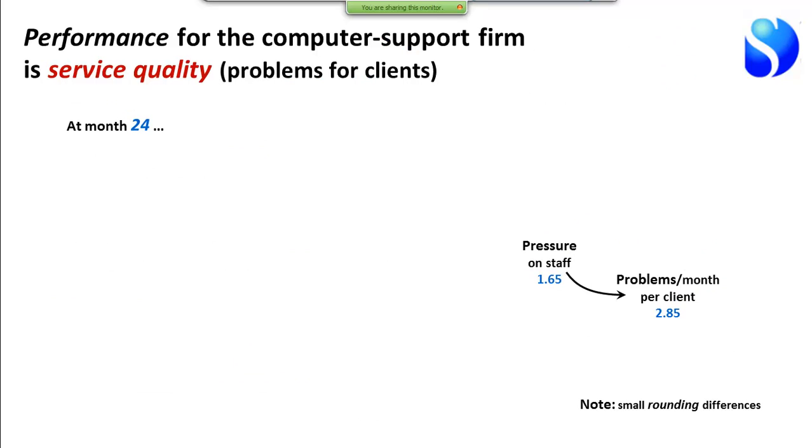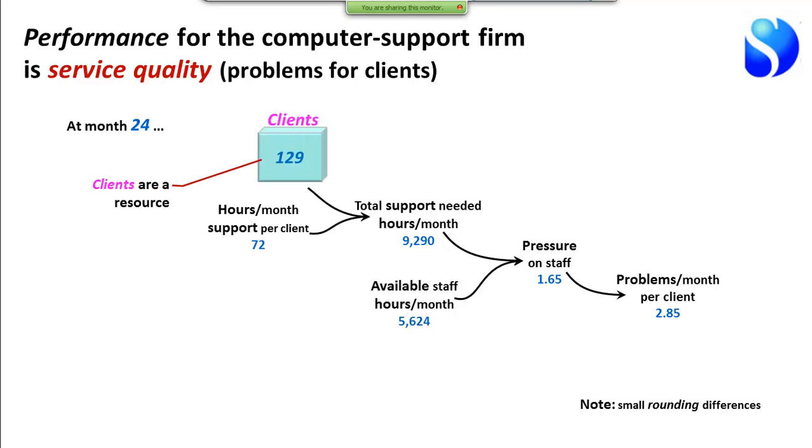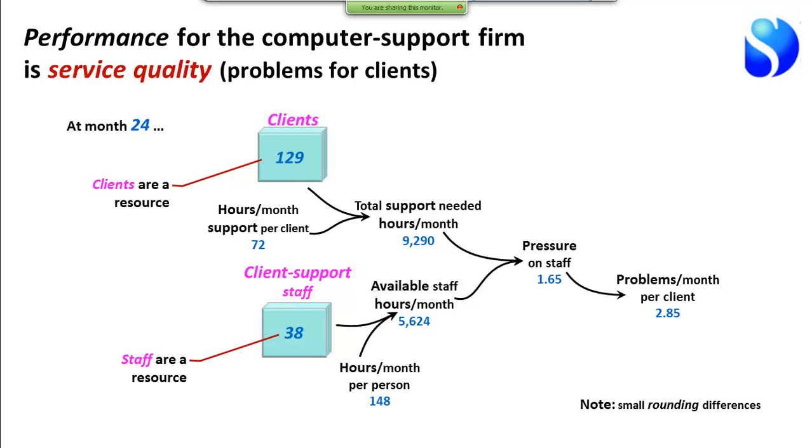So if we want to understand this, we start with what the performance is, and it's the problems per month that our clients are facing over on the right, and that's a certain numerical value. We figure that comes from the pressure our staff are under, and that's a factor that depends on how much support is needed compared with how much the staff can actually do. And that support need comes from the number of clients we have and the hours per month of support those clients need. And the available hours comes from the number of staff we've got and the number of hours they work. So I said earlier on that we define these resource things very carefully and very precisely. That's what I mean, right?